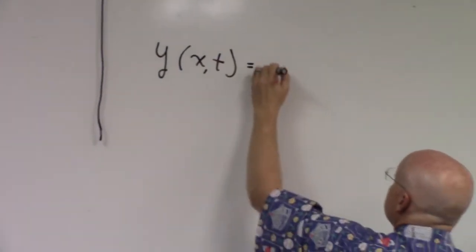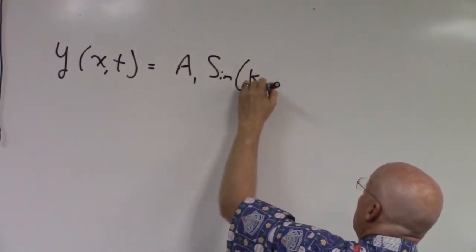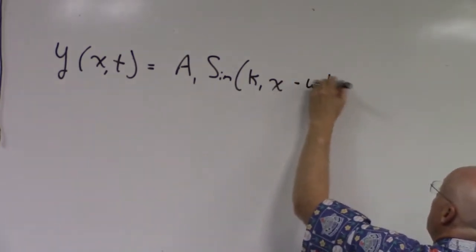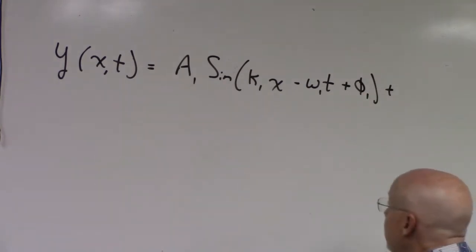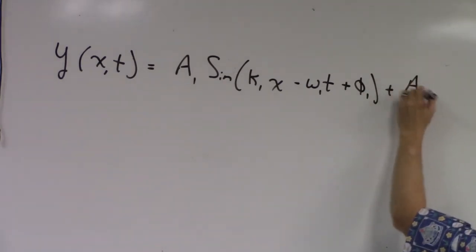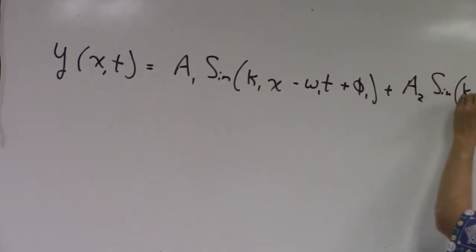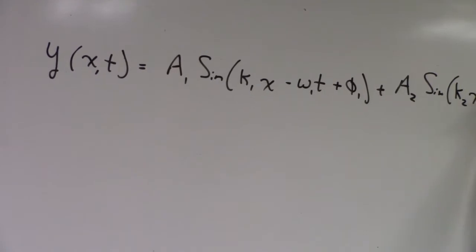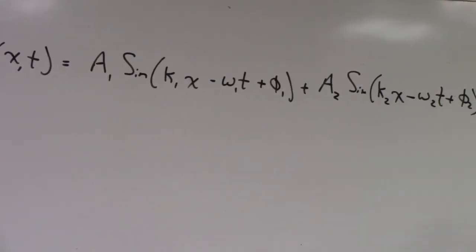And so maybe I'll just say amplitude 1, sine, maybe a wavelength 1, and a frequency 1, and some phase 1. And then, of course, added to that, maybe a wave of a different amplitude, and maybe even a different wavelength with a corresponding different frequency, and maybe even a corresponding different phase.